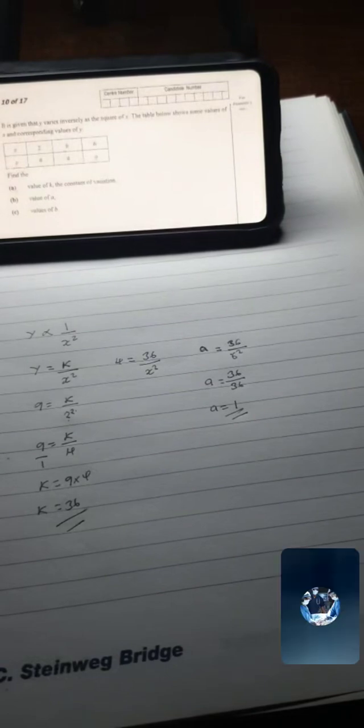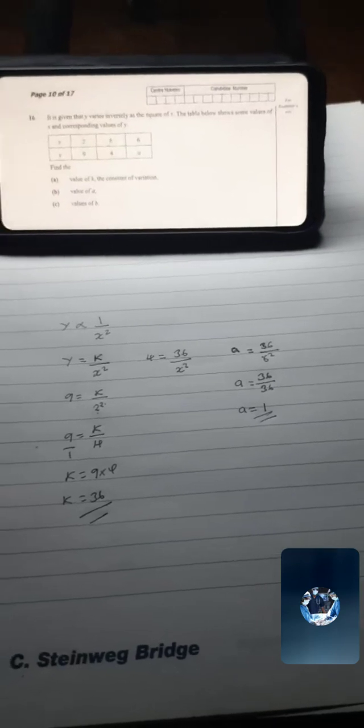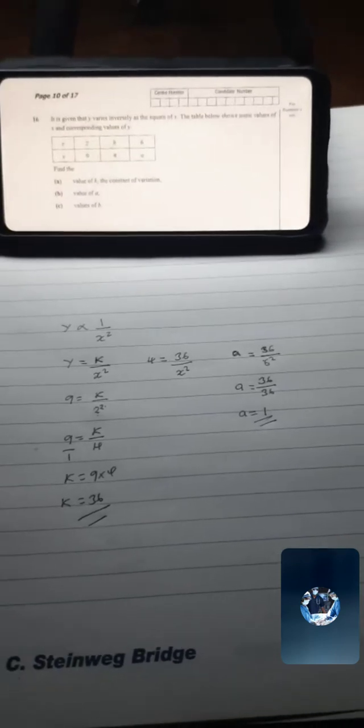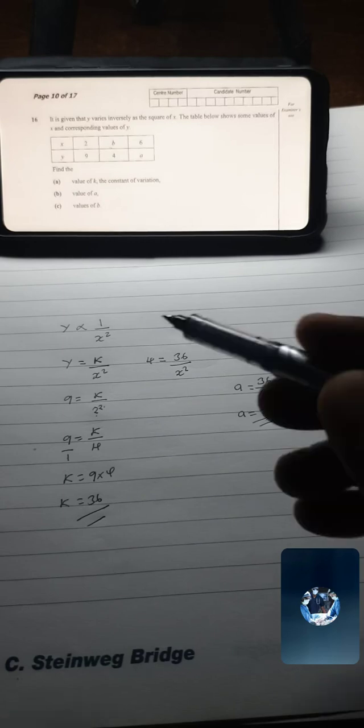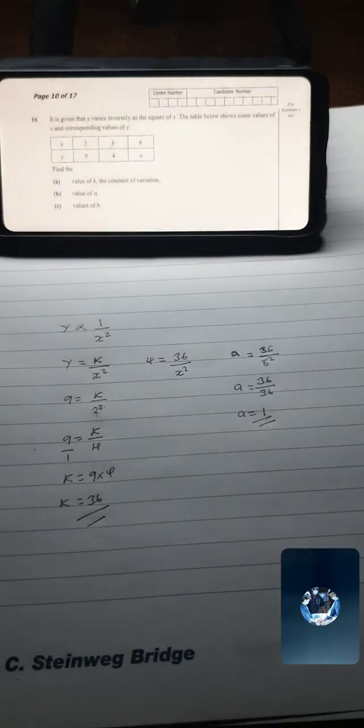Why are you scared? Sir, how are you? Okay, so my question is: y should be replaced with 9, and then on the other side you replace it with 4. That's why I'm confused. I replaced with 4 where? On the other side where you said 4 is equal to 36.